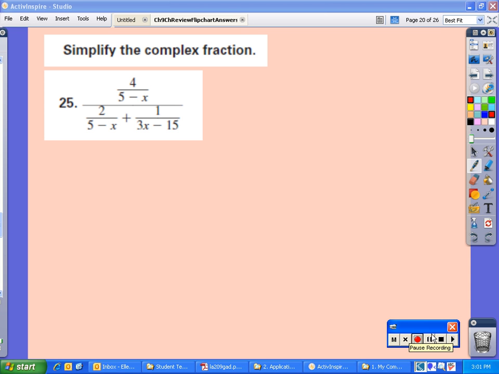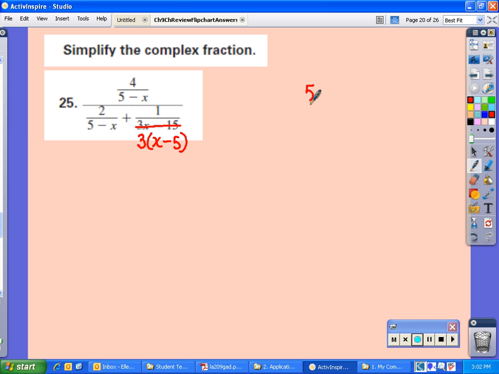In number 25, again, we have a complex fraction. We want to factor this one denominator here so that we can see what the factors really are. So we have 3 times x minus 5 down here. And then notice the relationship between these other denominators. X minus 5 and 5 minus x are really the exact same thing except for a factor of -1.